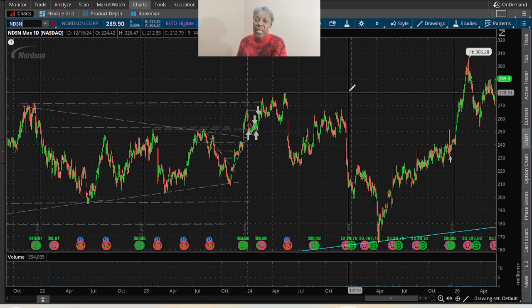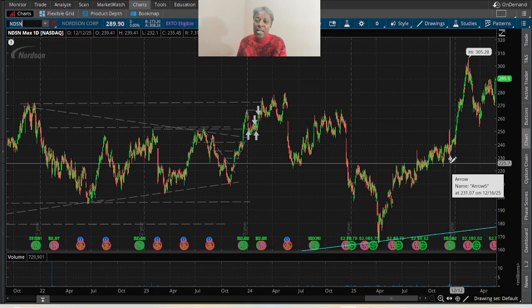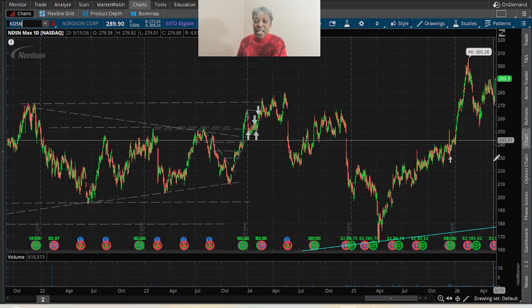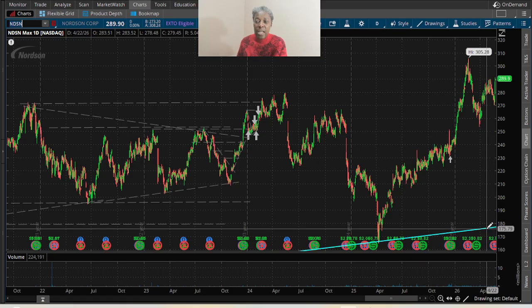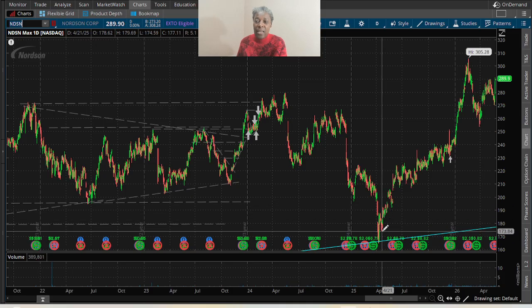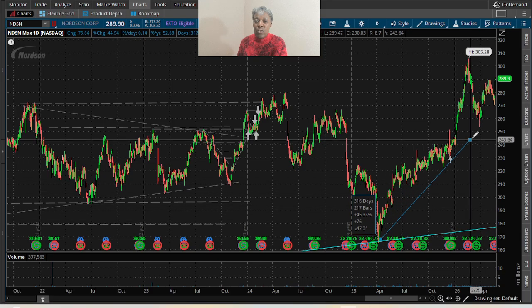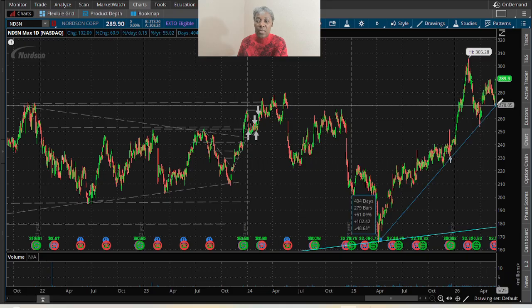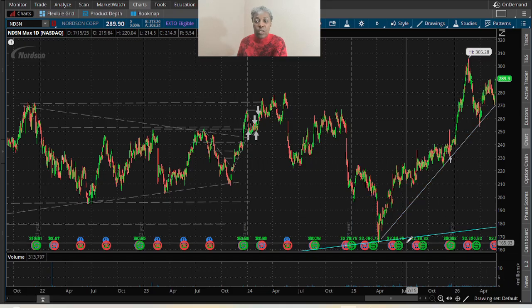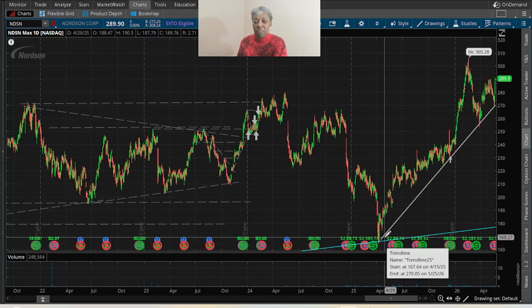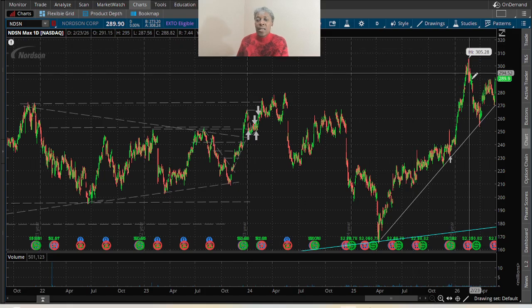And when it comes to NDSN, because I bought it here, it's not the time for me to sell. It's not the time for me to buy. I already purchased it, and again, my best entry is around this line, and right now it seems to be following this support line, climbing the mountain up. But yeah, I'm just going to continue observing it.